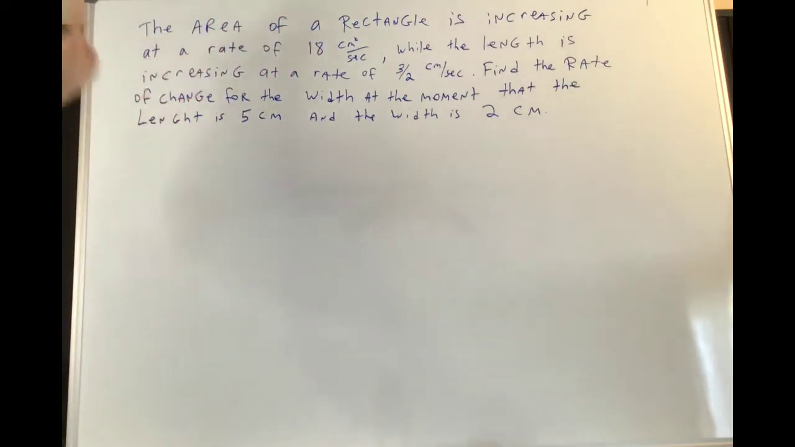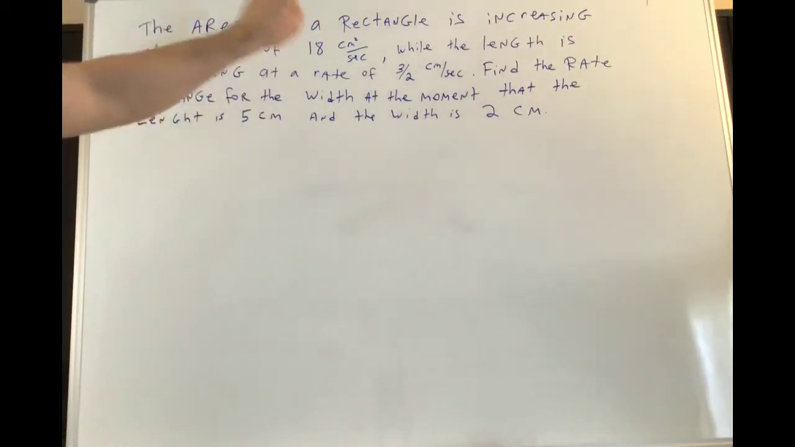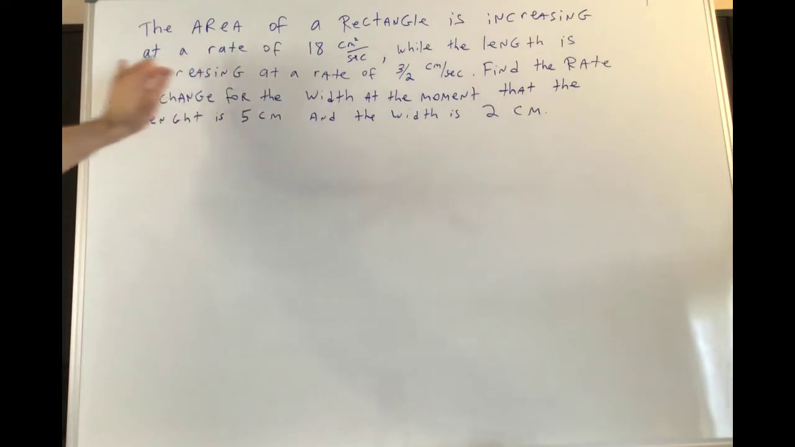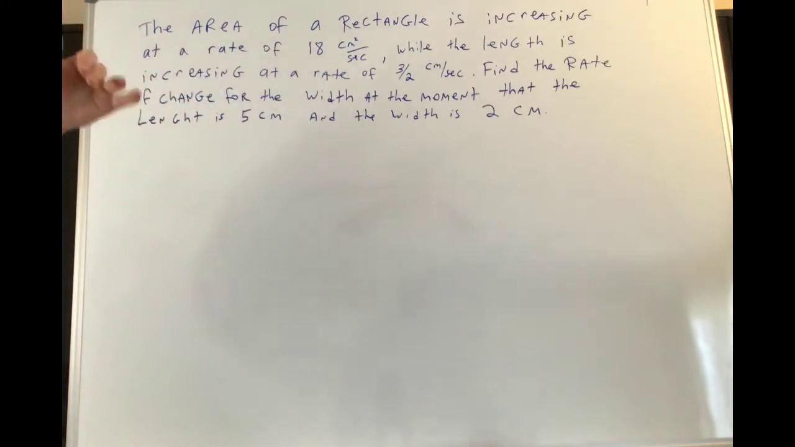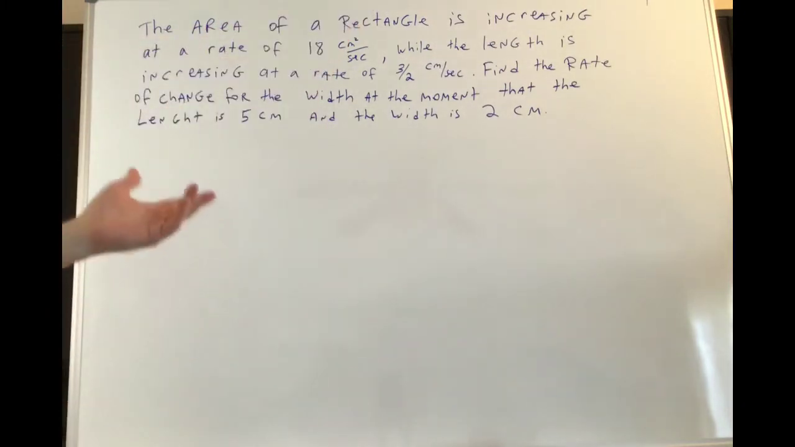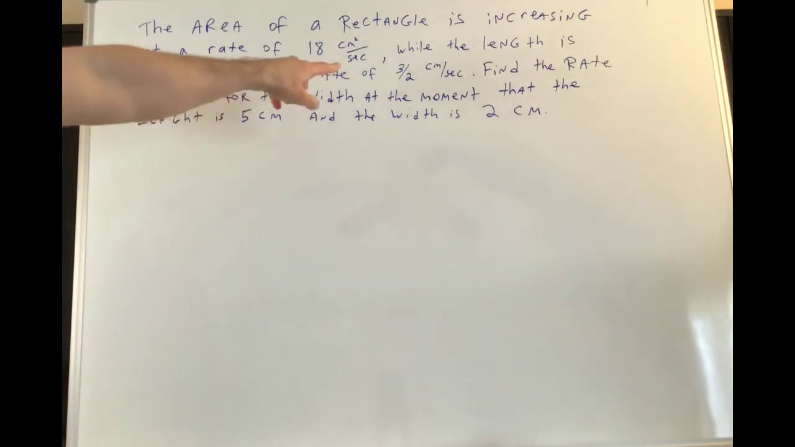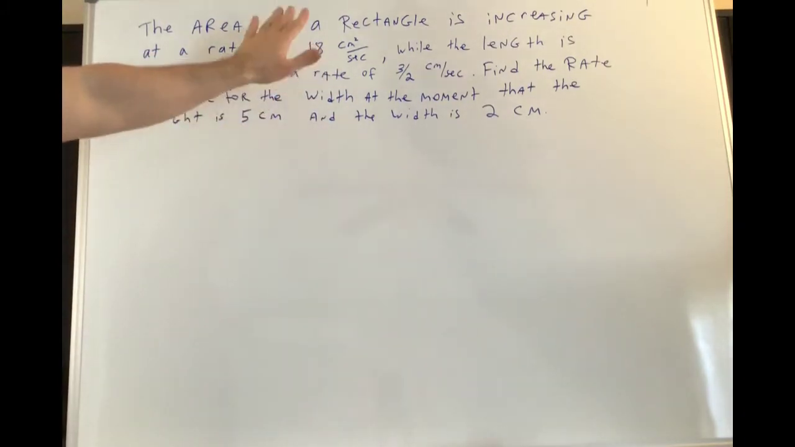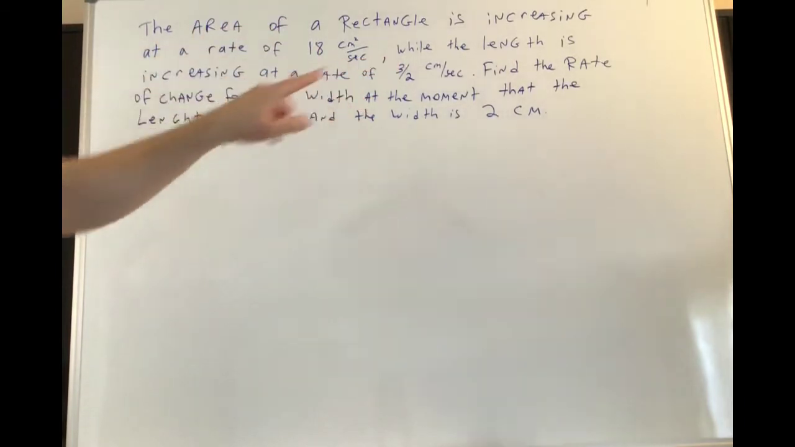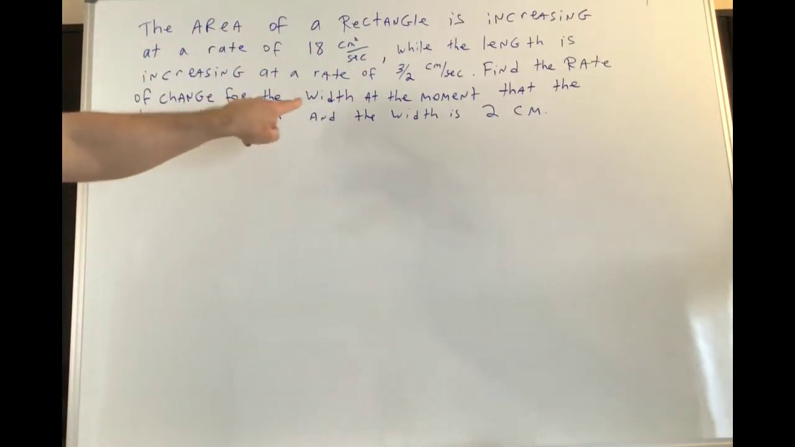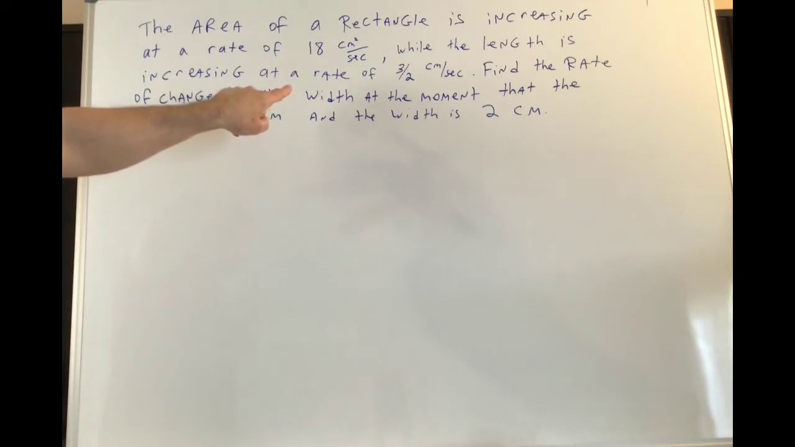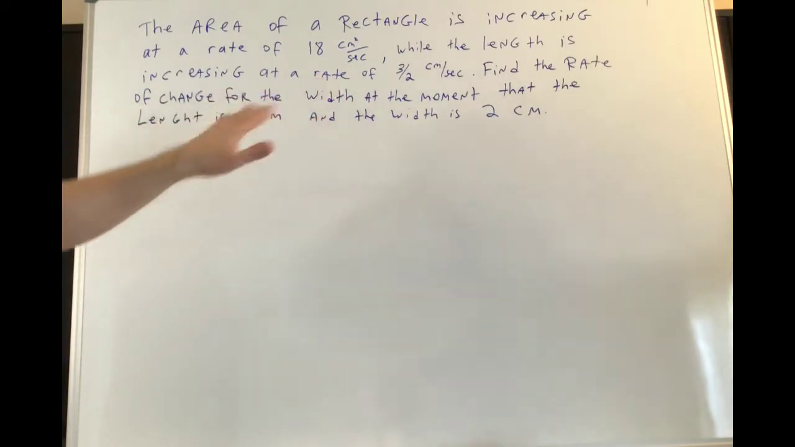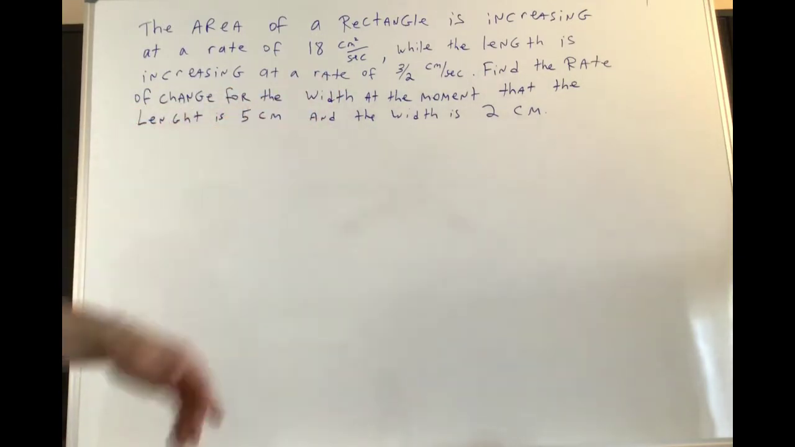While the length is increasing at a rate of, so again, as soon as you see those words, you know that it's dt. So since this is length, I'm going to call it dL dt at a rate of 3/2 centimeters per second. Again, not a physics class. We don't care about the units, but I have to put them there. I want to find the rate of change for the width, which would be dW dt, at the moment that the length is 5 centimeters and the width is 2 centimeters.